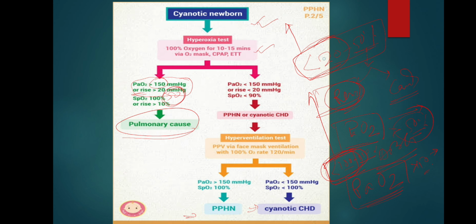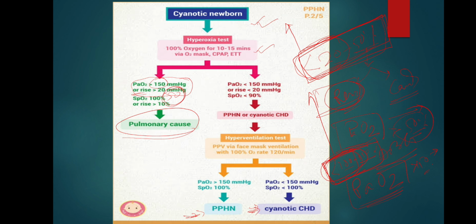But if the difference is between 20 to 50 and the PO2 is 100 to 150, then either the child may be having some congenital cyanotic heart disease or PPHN, that means persistent pulmonary hypertension. So why is this saturation increased? Because if the cyanosis is due to a respiratory cause, then when you give oxygen, the saturation increases. The main cyanosis is due to an oxygenation problem.